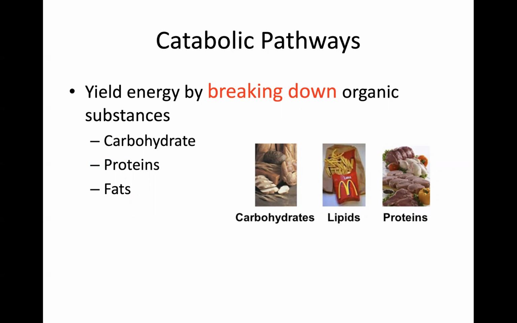Catabolic pathways yield energy by breaking down organic substances. So those carbohydrates, proteins, fats that we all consume in our foods are going to be used in order to generate energy for our bodies. Now the preferred source is going to be our carbohydrates, but in the absence of carbs or glucose, our body starts to also burn fats in order to release energy.